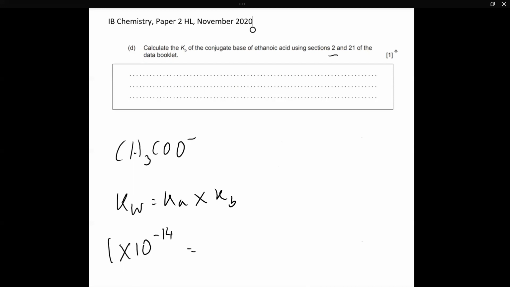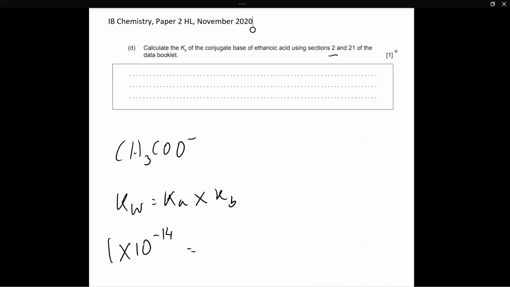What about Ka? What is the Ka? What is the dissociation constant for ethanoic acid? And that's where you need to flip to section 21. Let's flip to section 21. In section 21, you can see strengths of organic acids and bases.